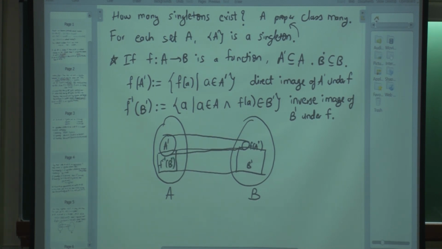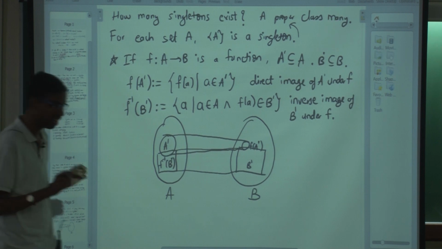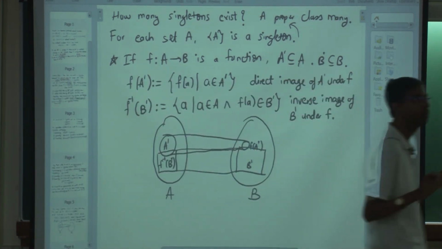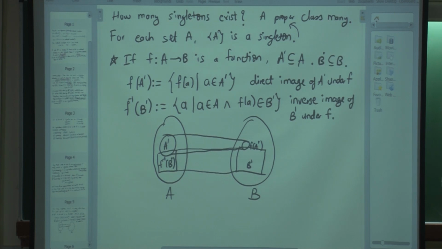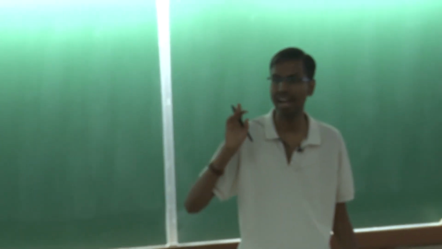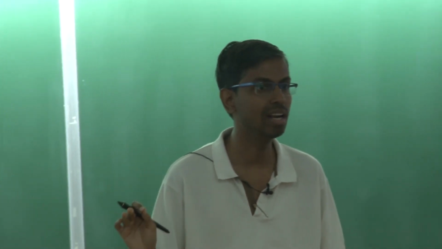Now, even though these things are very simple, direct image and inverse image, their interaction, their interplay with our basic operations, intersection, union and Cartesian products, that's a really crucial thing to understand properly. So that's what your tomorrow's exercise sheet is all about, that you should understand direct images and inverse images with respect to all these three operations: union, intersection and Cartesian product.